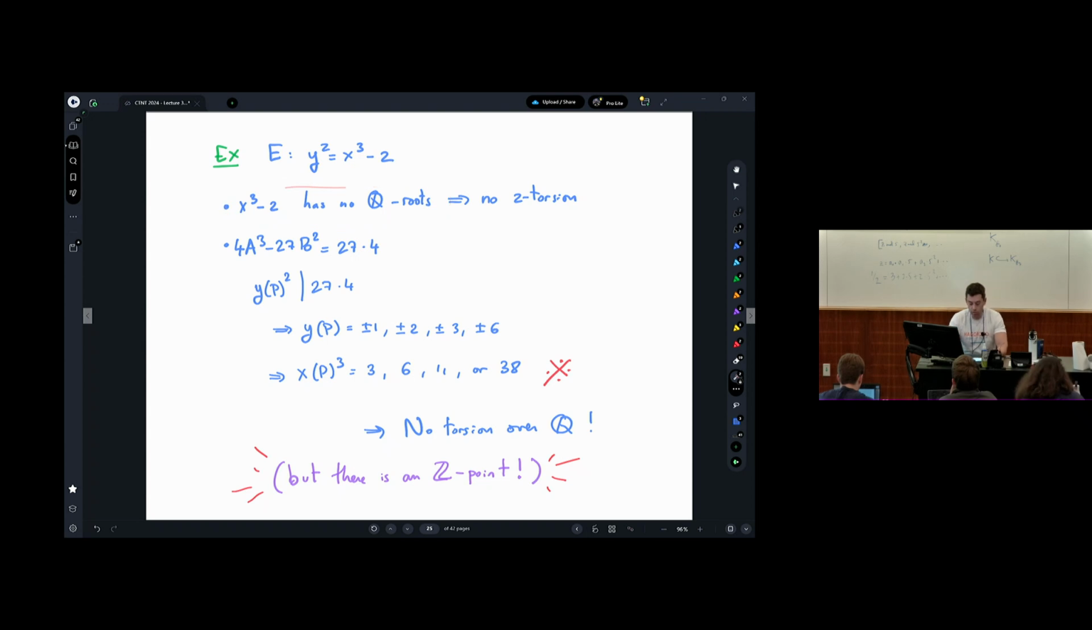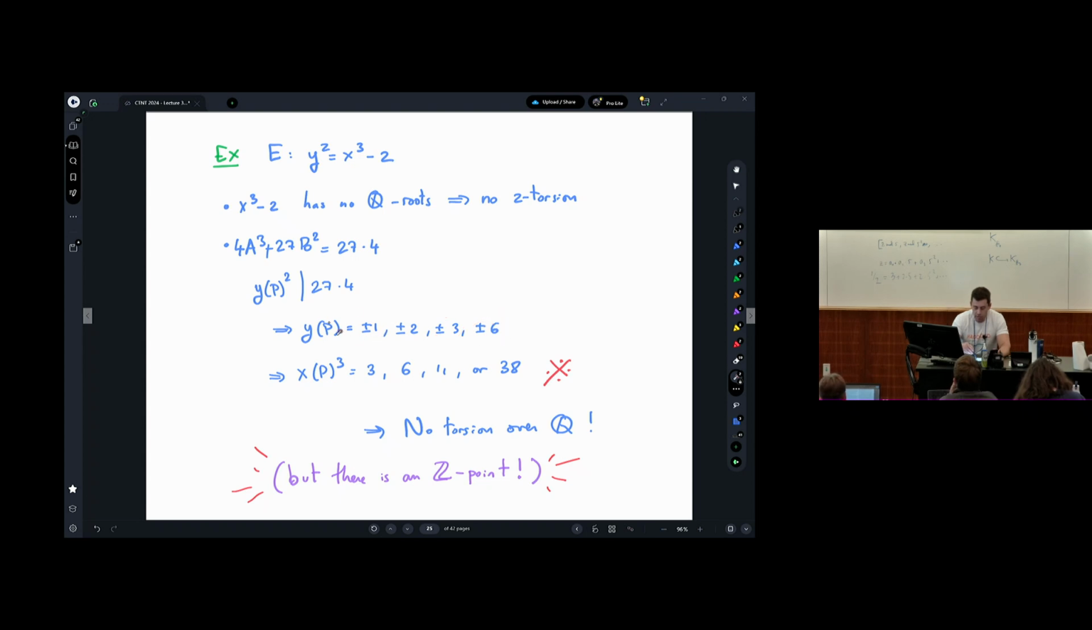The cubic root of 2, there's no cubic root of 2 in the rationals, so there is no 2-torsion at all. And then for a cubed minus 27 plus 27b squared, that is 27 times 4. If you look at what squares divide 27 times 4, then the y coordinate can be plus or minus 1, plus or minus 2, plus or minus 3, or plus or minus 6.